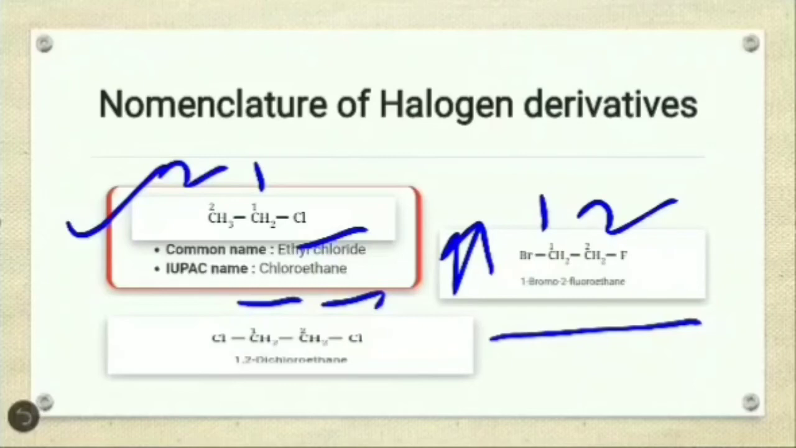In this example, again the parent chain is ethane, but here both the halogen atoms are the same. So, numbering can be given from either side. So, here 1, 2. There are 2 halogens, therefore the prefix will be di. Therefore, 1,2-dichloroethane.